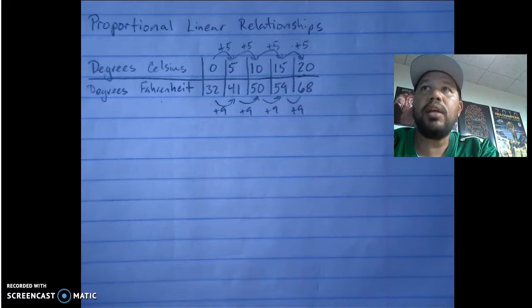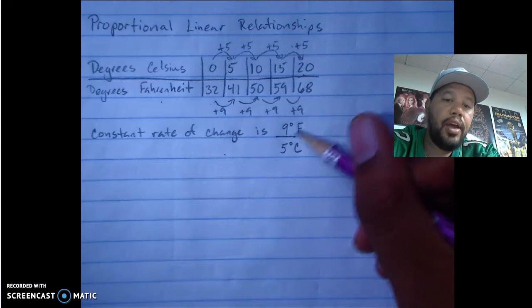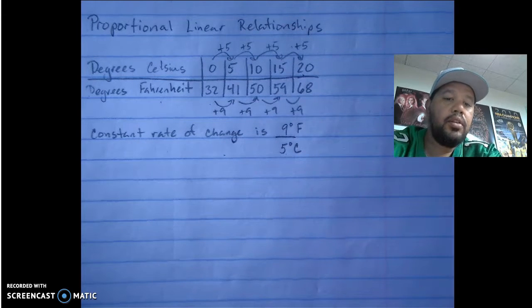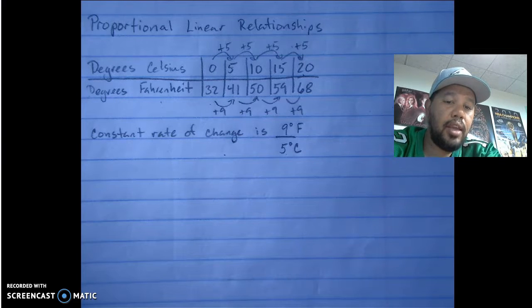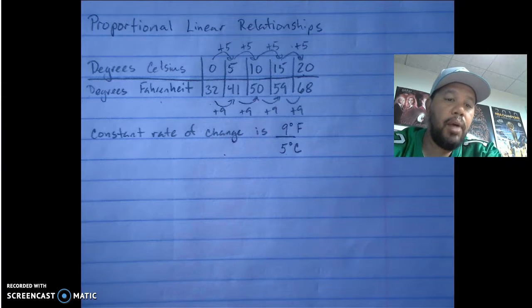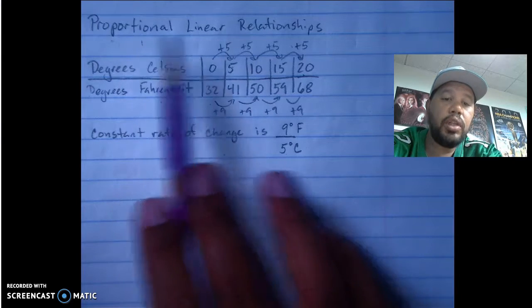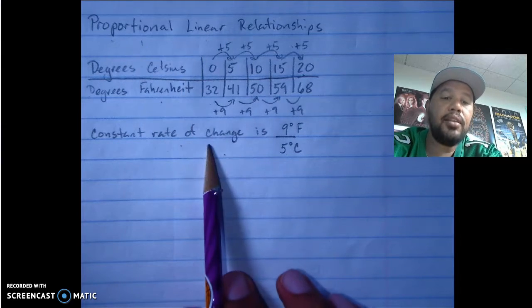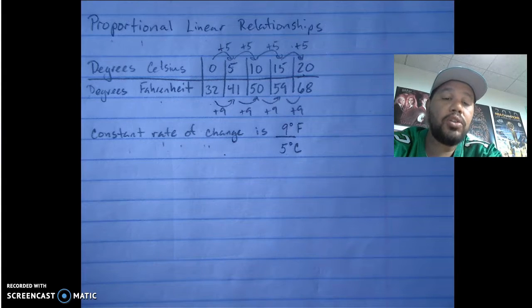So the constant rate of change is 9 degrees Fahrenheit over 5 degrees Celsius. So we know that it is a linear relationship because it has the same ratio between any two points. But now we want to check for a proportional linear relationship. To be a proportional linear relationship, it has to have this constant rate of change, but it also has to have a constant ratio.